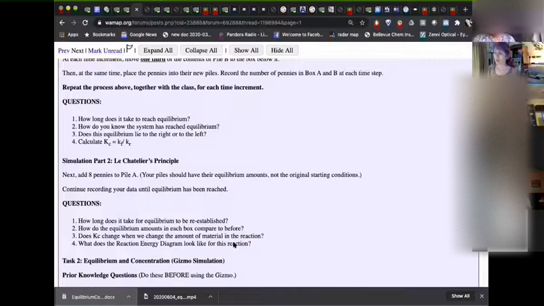These are the questions for this simulation. And I just thought of a new one. Maybe I'll just write it down here on screen. Why is this process called dynamic equilibrium? So that might be worth discussing as well.